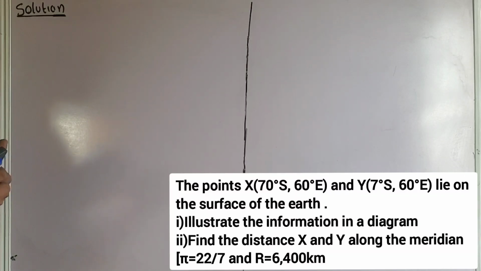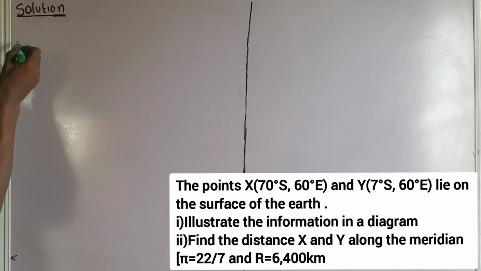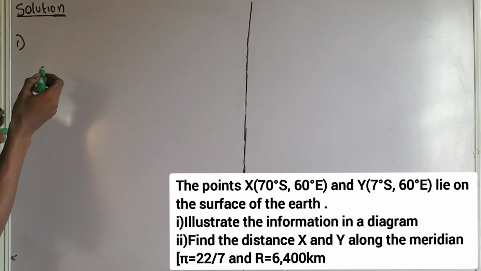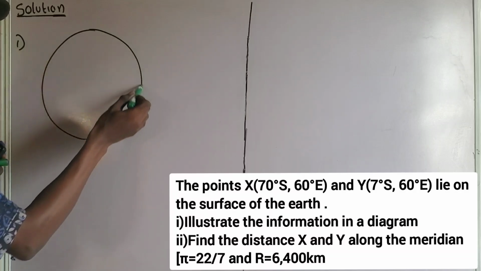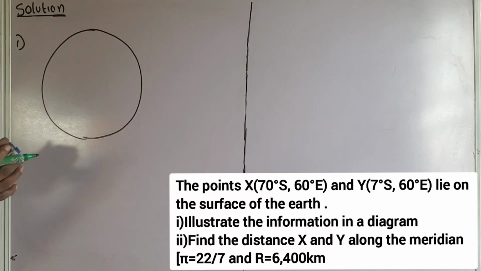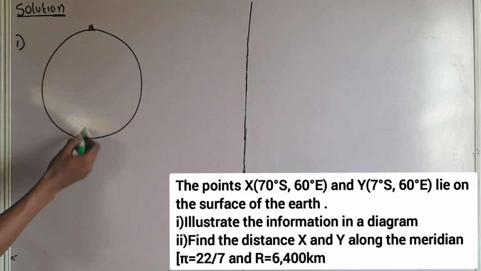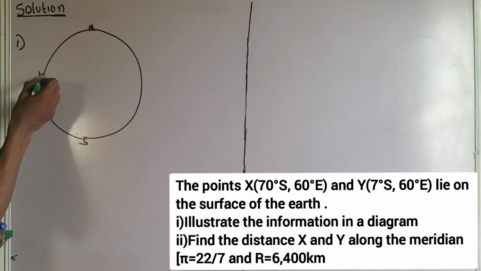Okay, please, I want you to pay attention. This question is coming from a topic known as longitude and latitude. You understand? Longitude and latitude. So let us start with the illustration of the question. The first step is that you have to draw a circle. So this is a circle, or let's say this is the earth. Now, the longitude is a line that comes from the North Pole to the South Pole. You understand? And latitude comes from the west to the east.